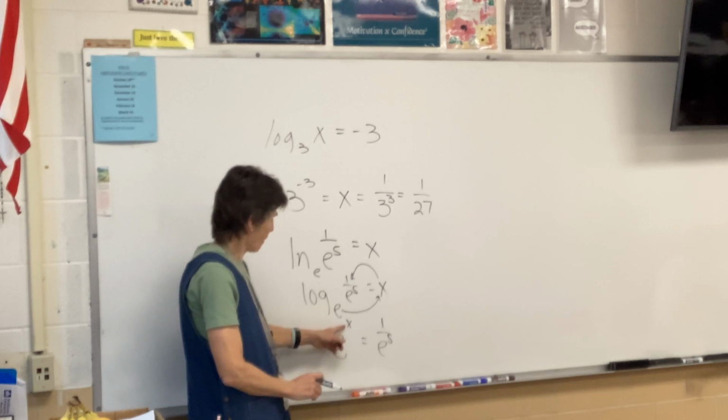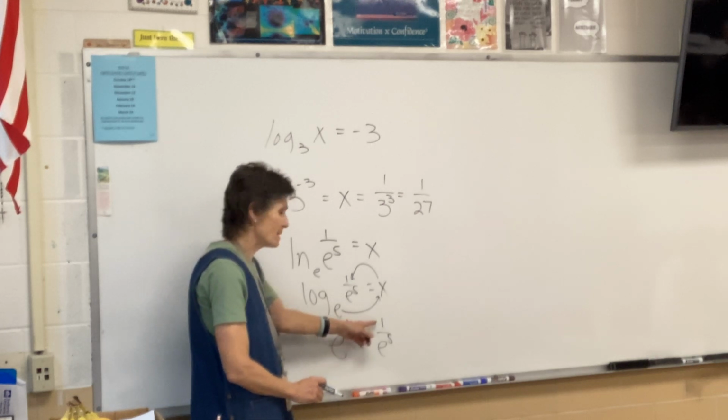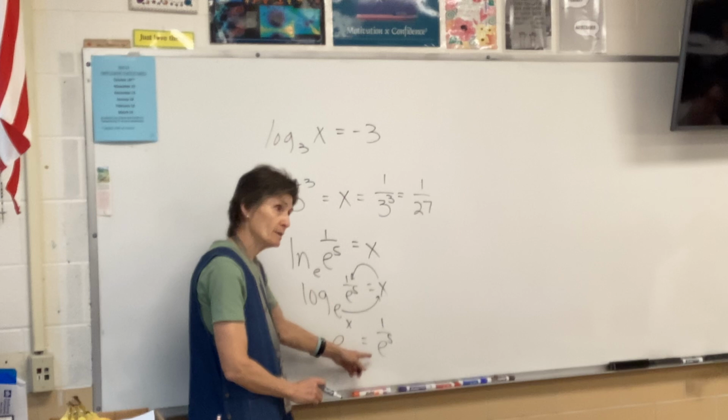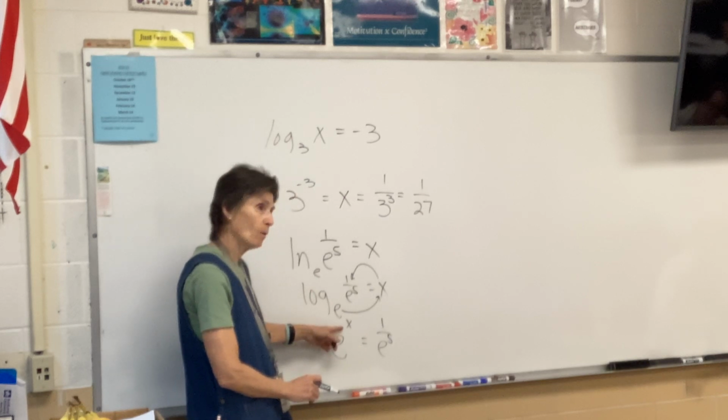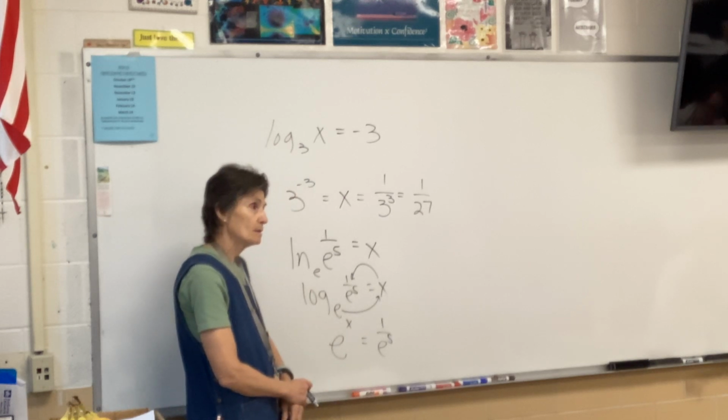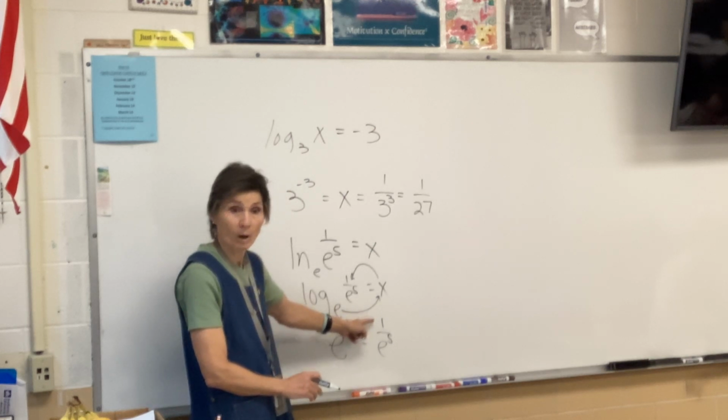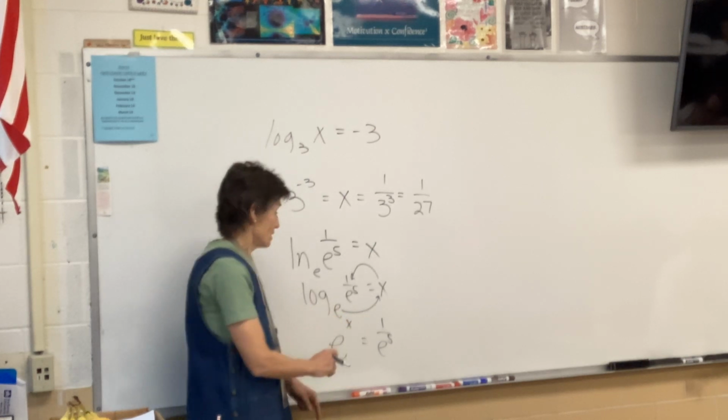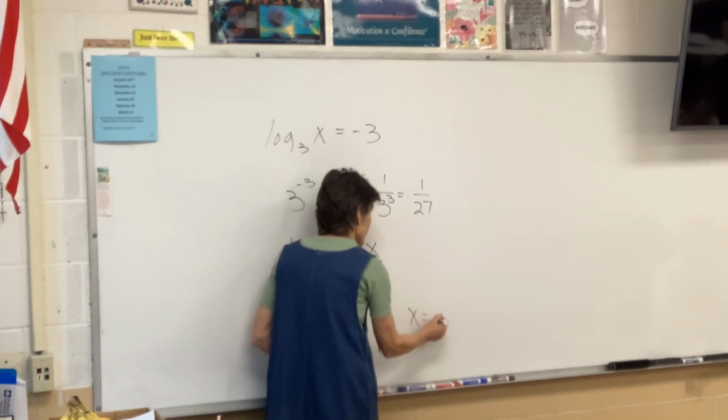Well, what power would give me a 1 over e to the 5th? What would that power have to be? -5. Doesn't it have to be negative because of the 1 over? So our answer is -5.